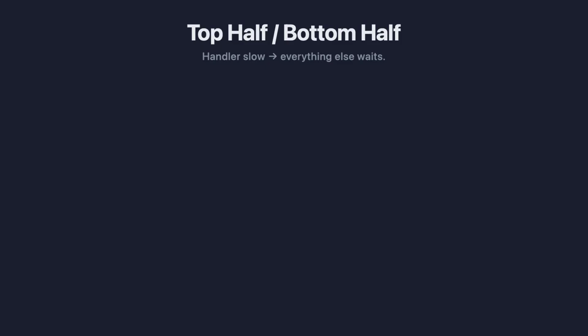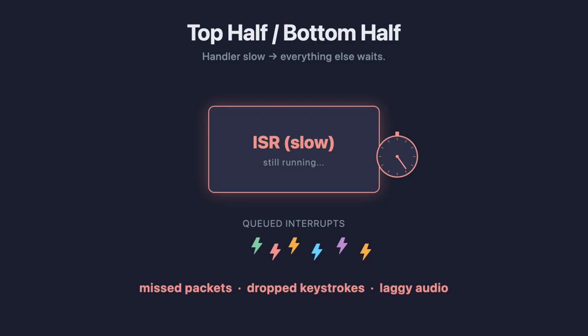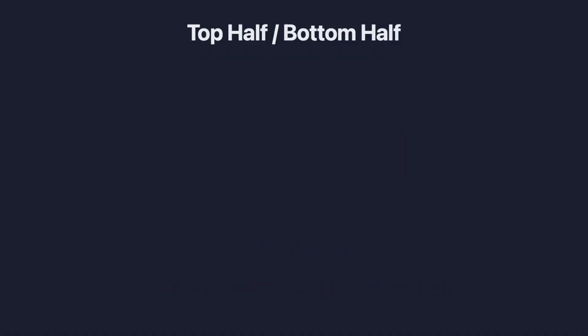There's a problem with running code inside an interrupt handler. While the handler runs, other interrupts get delayed. If the handler is slow, the whole system stutters: missed packets, dropped keystrokes, laggy audio. So real operating systems split the work in two.